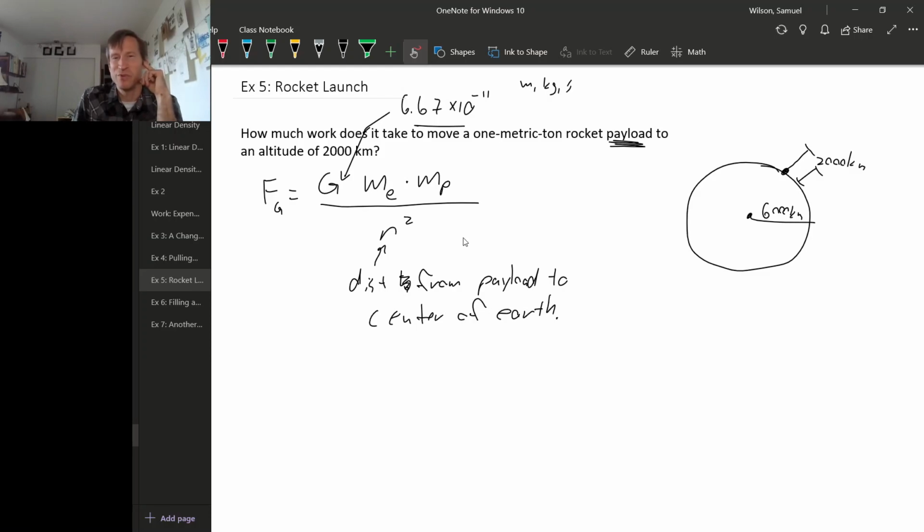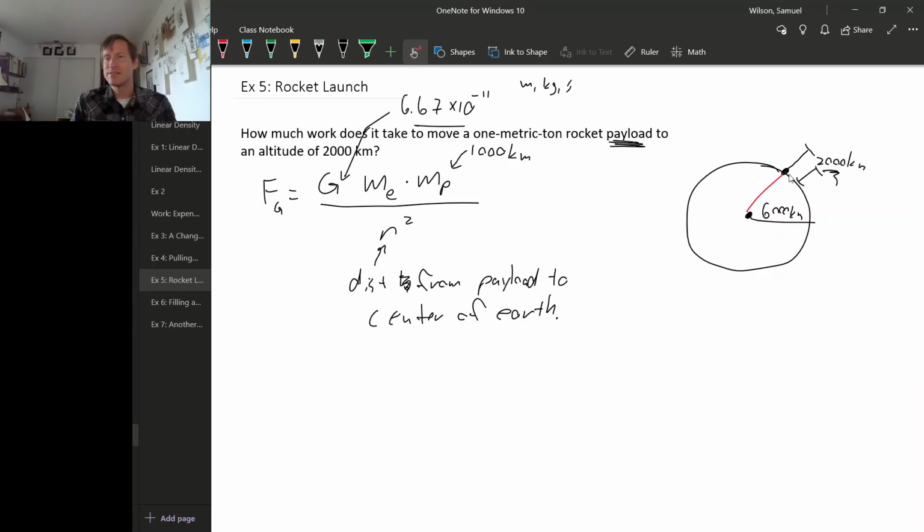So it turns out that we need to measure from the center of the Earth to make this formula work. Okay, well, we know the mass of the payload. It's a metric ton, so that's 1,000 kilograms. We're starting at, if you look at our starting position here, the starting distance of our payload from the center of the Earth is actually 6,000 kilometers. And it's going to increase up to 2,000.